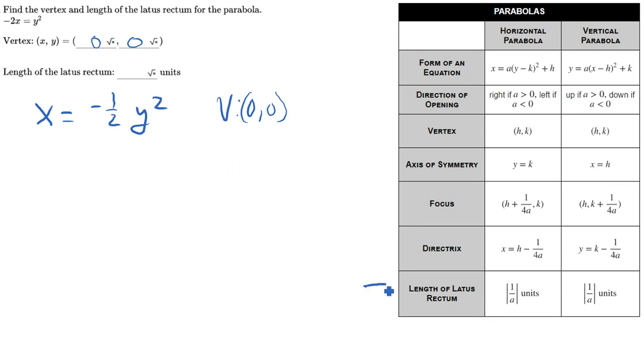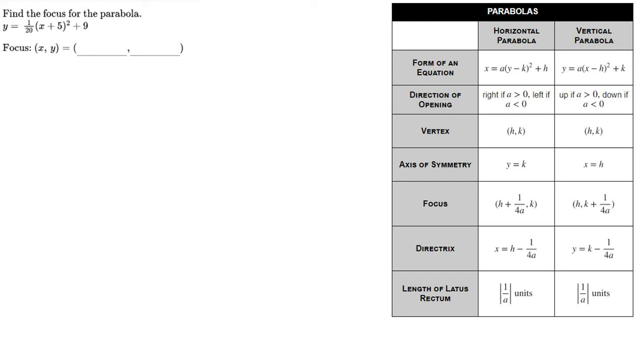Latus rectum, let's look down here, okay? 1 over a, well, what's a? So a is this value right here, isn't it? So it is negative 1/2. The latus rectum is the absolute value, so it's just positive because it's a length. 1 over a. So what is 1 over 1/2? Well, that's the same as 1 times 2 over 1. So that is 2. So this length would be 2 units. So again, just use this information to guide you. Trust the equations.